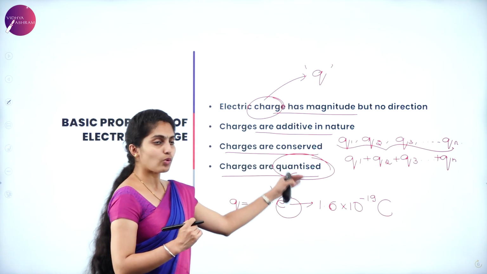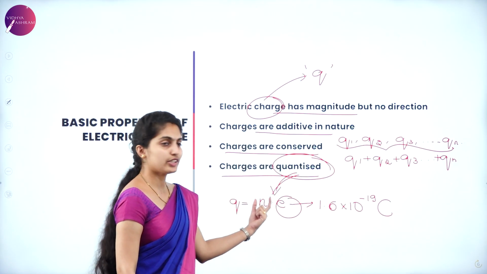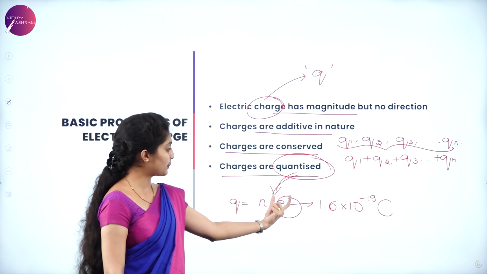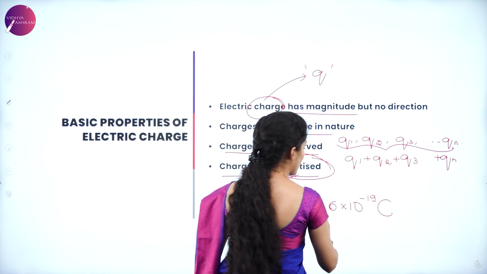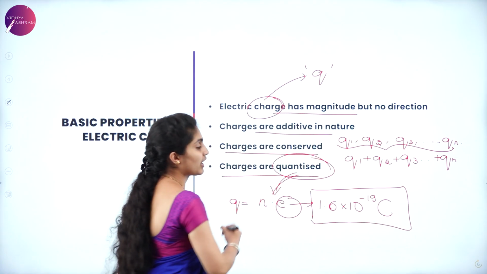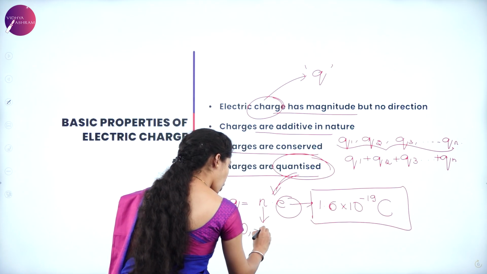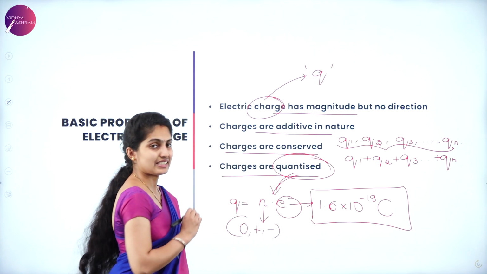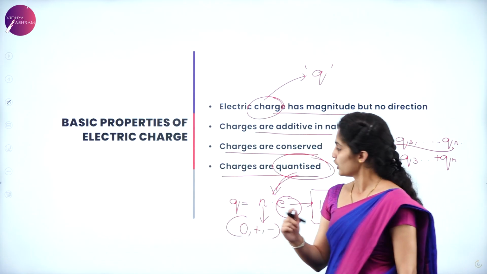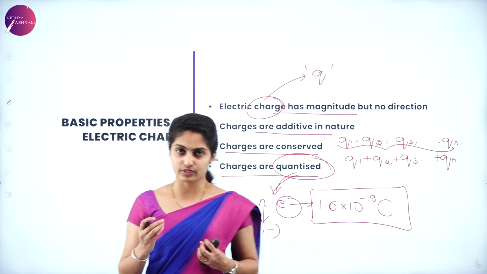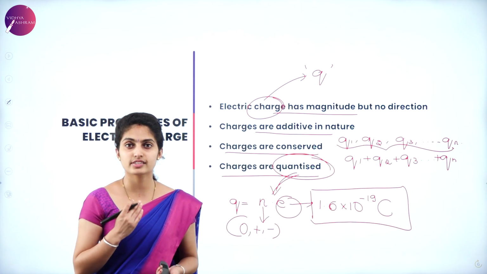So charges are quantized means that, according to the principle of quantization, Q is equal to N into E, that is, integral multiples of the basic unit of charge. The value of the basic unit of charge is 1.6 into 10 to the power of minus 19 coulomb. N can be 0, positive or negative, because it is an integer. That is all about the basic properties of charge, and I want you to study them and understand them clearly.